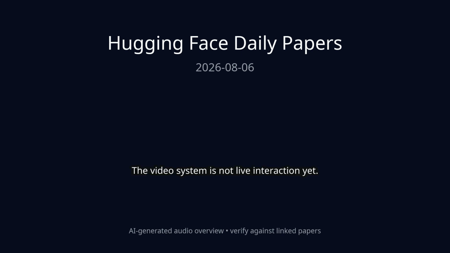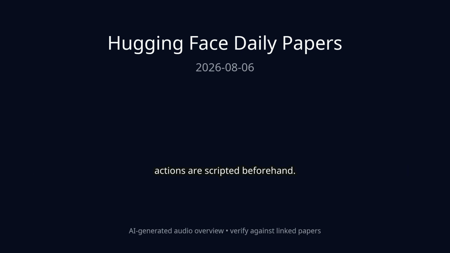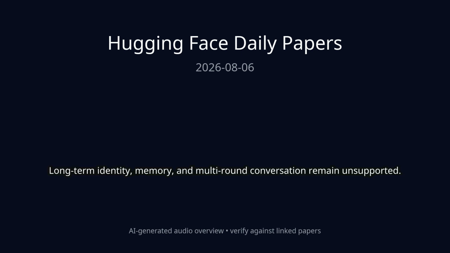The video system is not live interaction yet. It takes 60.2 seconds to generate a 10-second clip, and both camera motion and social actions are scripted beforehand. Long-term identity, memory, and multi-round conversation remain unsupported.